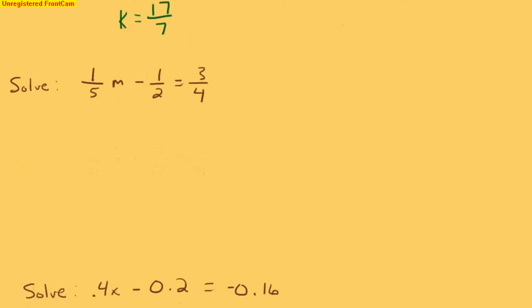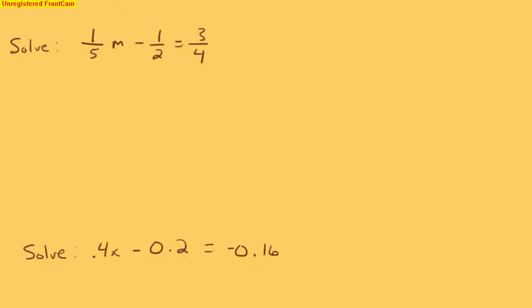Two more. The next one deals with fractions. It's really set up the same way. Our goal is still to get m by itself on one side of the equation. We do not have m by itself. We are both multiplying it times 1/5 and subtracting 1/2. So since we're multiplying by 1/5 and subtracting 1/2, we are going to have to divide by 1/5 and add 1/2. We'll start by adding 1/2. It's going to make life easier. What we do to one side, we do to the other.